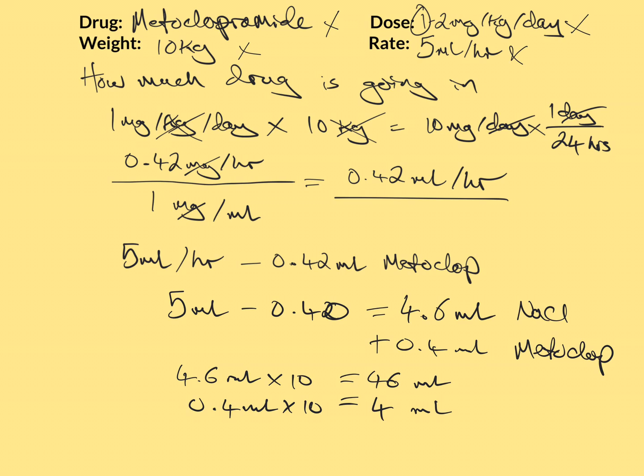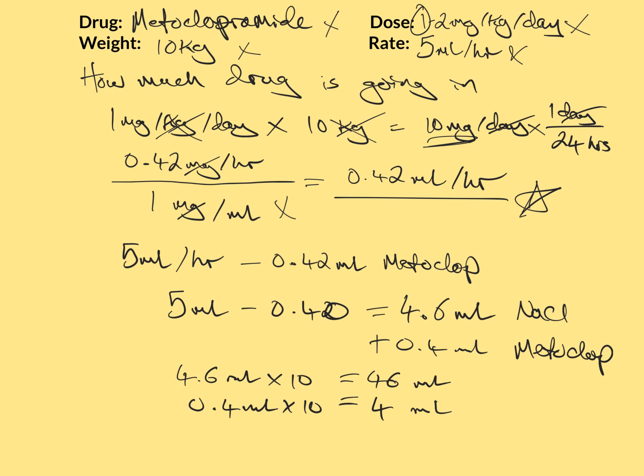We figured out over the day there's 24 hours, so 10 milligrams delivered per day divided by 24 gives us 0.42 milligrams per hour. We converted that to volume by dividing by concentration here, and we ended up with 0.42 mils per hour. And again, we could stop here if we want and just deliver it, especially if you've got a larger volume or a less concentrated medication.